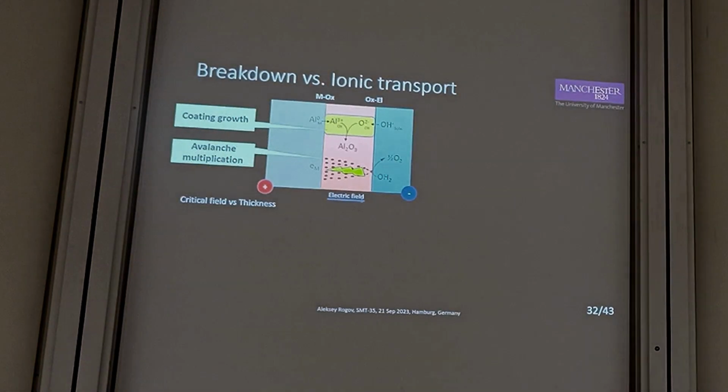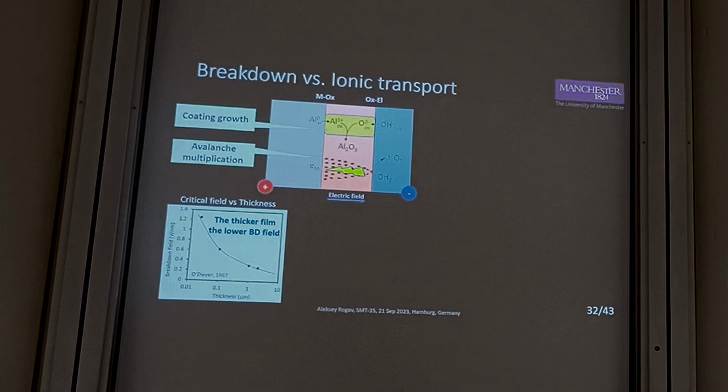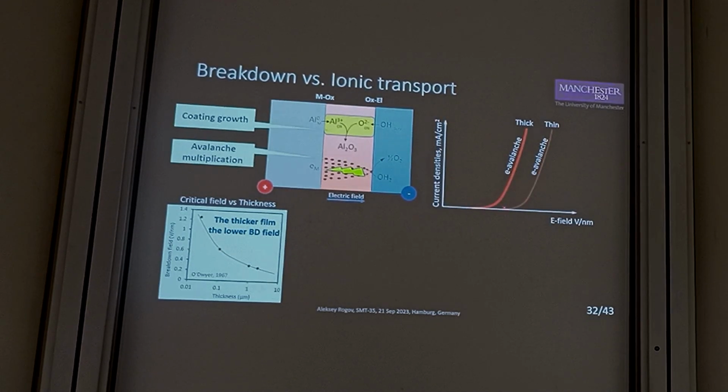And this conception of the narrowing of the active zone is also fruitful to control the balance between coating growth and avalanche breakdown of the film, because we very well know that the thicker the film, the lower the critical breakdown field within the film. It means that thick film will break down at much lower electric field, whereas thin film withstands a much higher electric field without a breakdown. However, the ionic current doesn't depend on the thickness of the film. It's just proportional to the local electric field within the film.